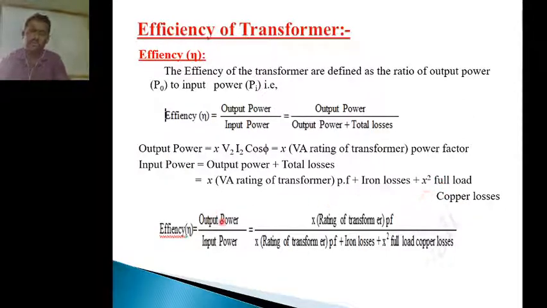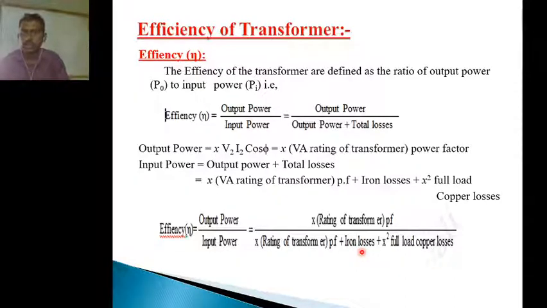Then what is the efficiency? Output power by input power. So x into VA rating of the transformer into power factor, divided by output plus losses. So the output is x into VA rating of the transformer into PF, that means power factor, plus iron losses plus x square into full load copper losses.